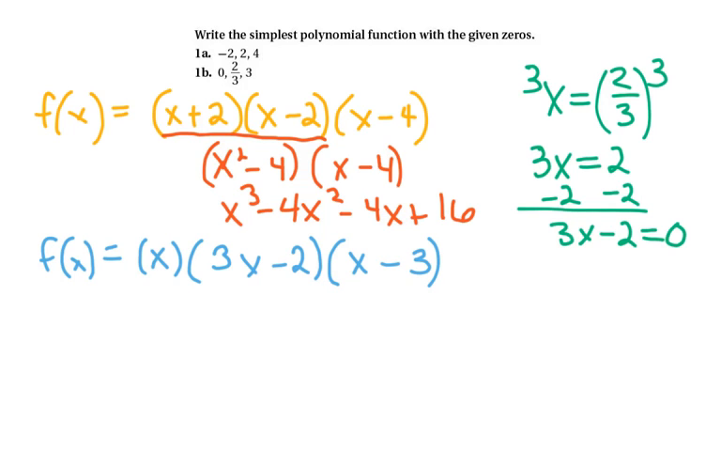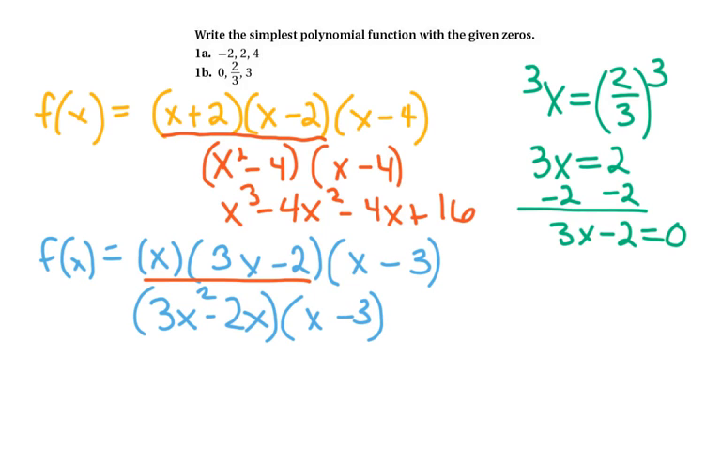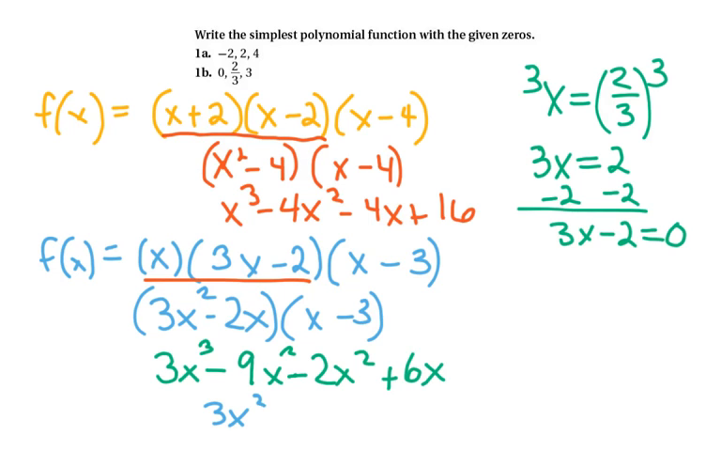And I can go ahead and multiply that together. So starting with the first two, multiplying them, I get 3x squared minus 2x. I get 3x cubed minus 9x squared minus 2x squared plus 6x. And simplifying further, I'm left with 3x cubed minus 11x squared plus 6x.